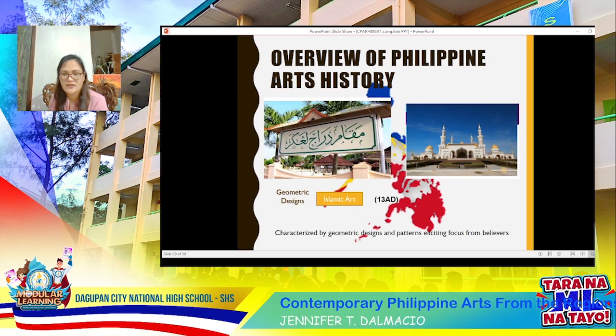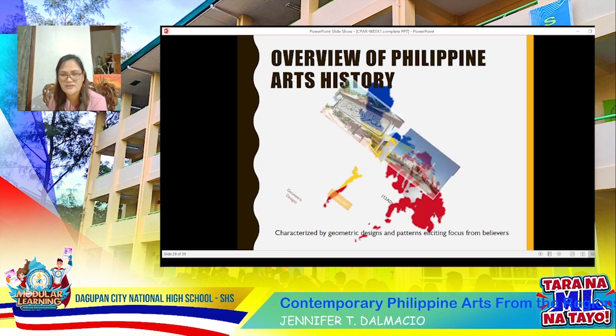Next is the Islamic art period, sometime around 1380, which is characterized by geometric designs and patterns eliciting focus from believers.